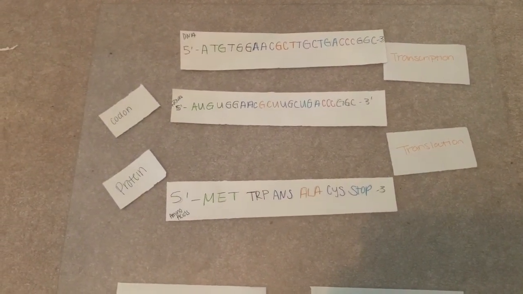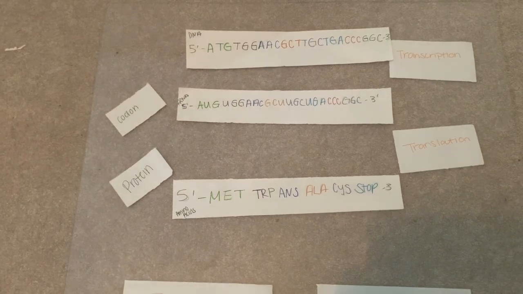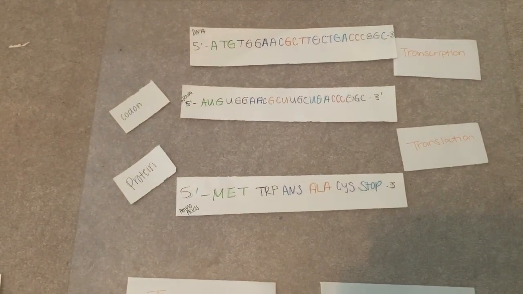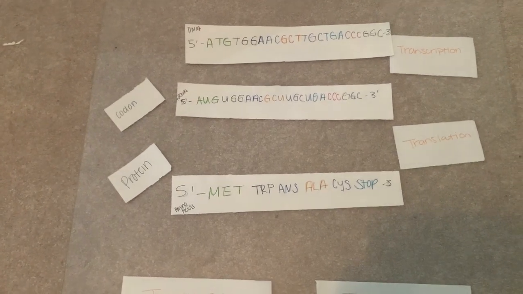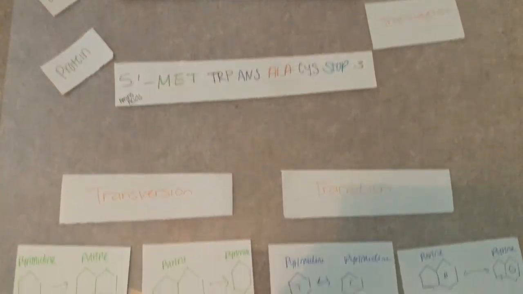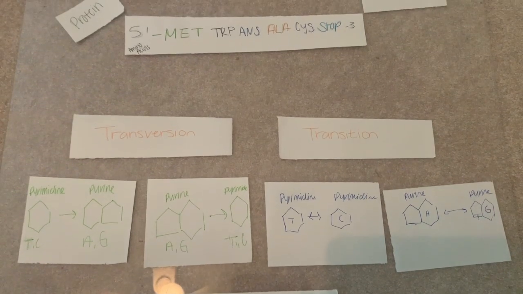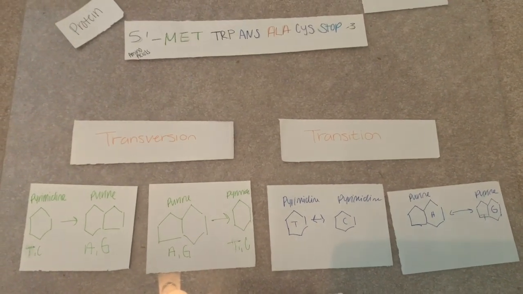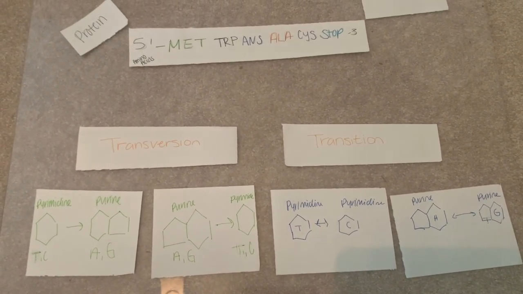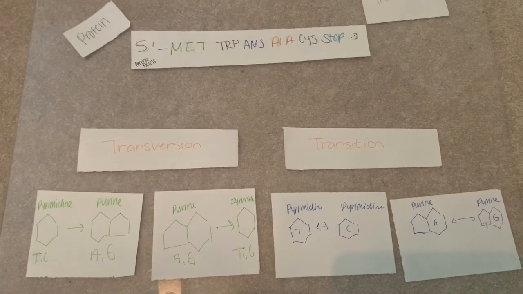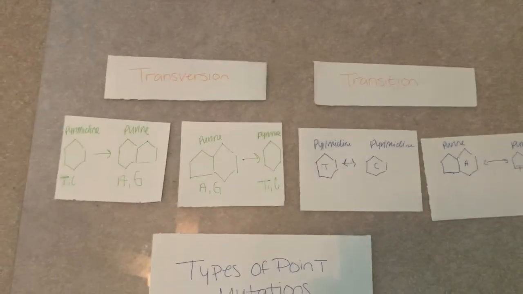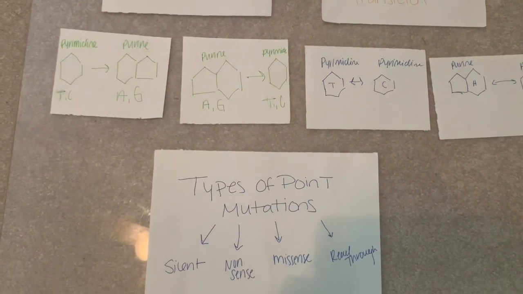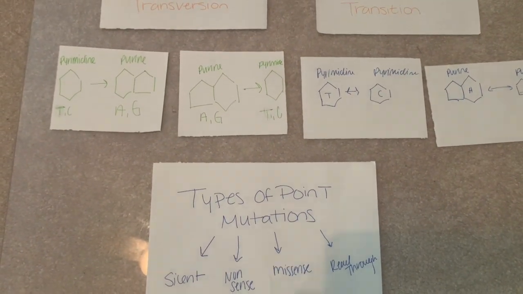When there's an alteration in the DNA, this causes a mutation. A point mutation is the substitution of a single DNA base pair for another. And there are 2 types of this substitution. We have transversion and transition. Transversion is a pyrimidine to a purine, or vice versa, while transition is pyrimidine to pyrimidine, or purine to purine. And it results in 4 types of point mutations.